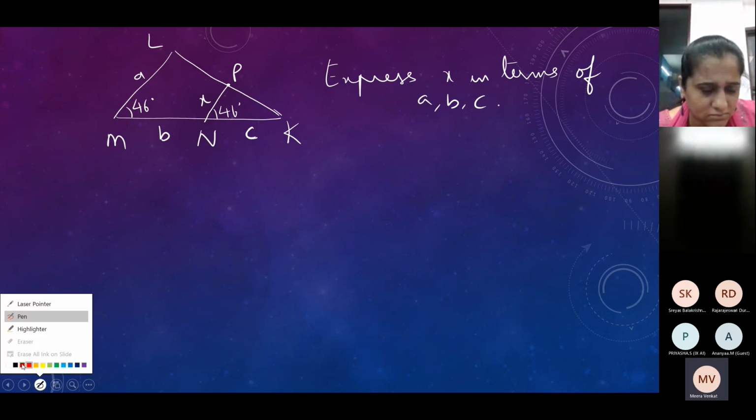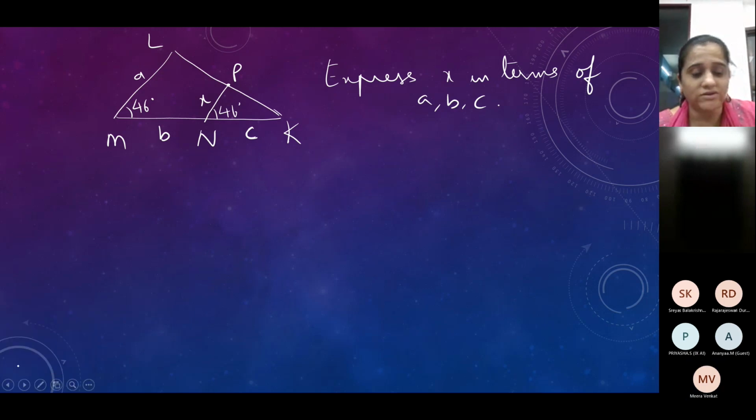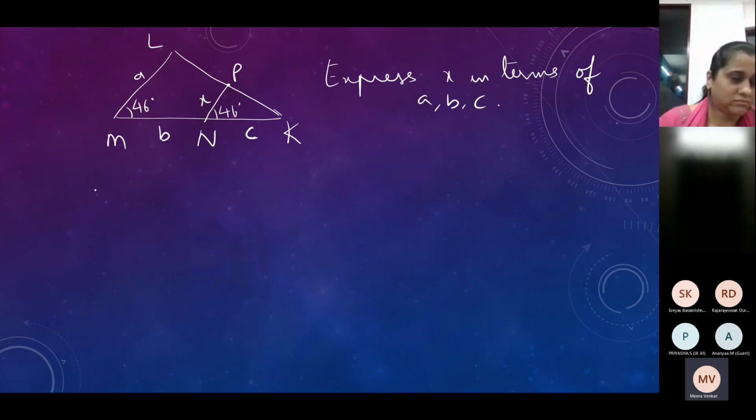We have to prove that these two triangles are similar. Triangle MLK should be similar to triangle NPK. K is common, and angle M and angle N are equal to 46 degrees. So by AA criteria, I have proved these are similar. Then I have written ML by NP is equal to MK by NK is equal to LK by PK. So I have derived A by X is equal to B plus C by C. So AC equal to B plus C into X. So X is equal to AC by B plus C.